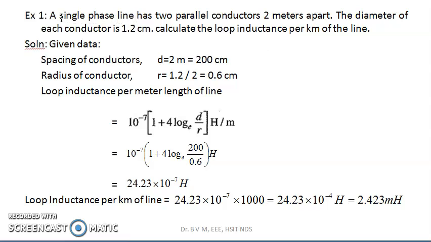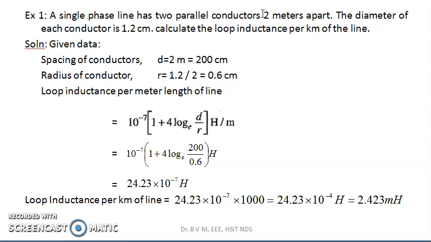The first example, the statement is a single phase line has two parallel conductors which are spaced 2 meters apart. The diameter of each conductor is 1.2 centimeter. Calculate the loop inductance per kilometer of the line. Very straightforward. First write down the data as given.